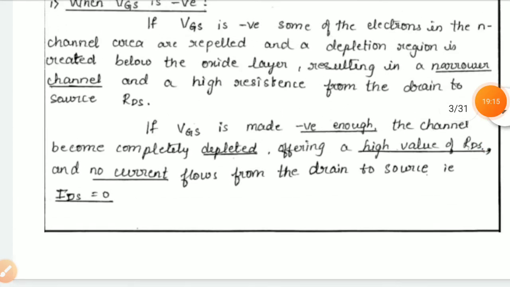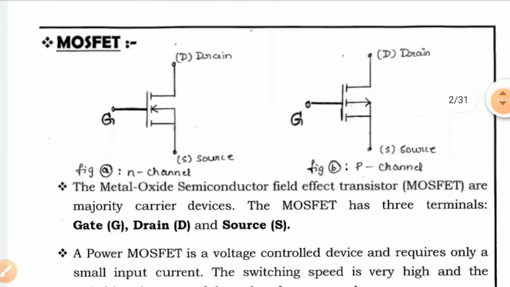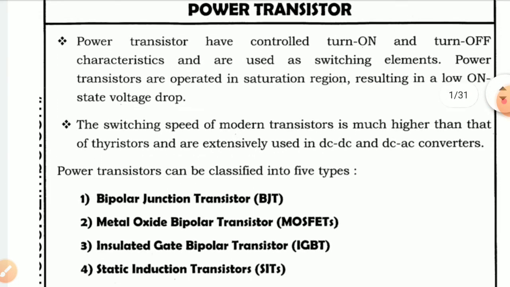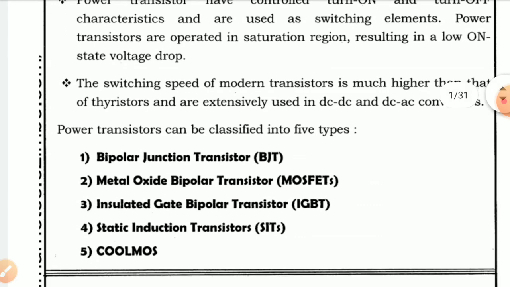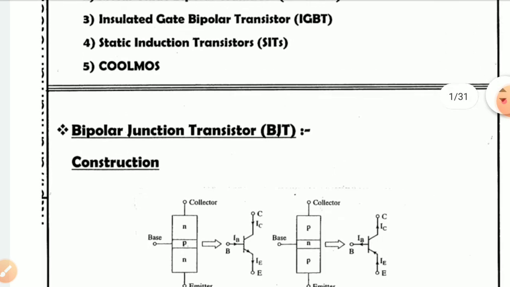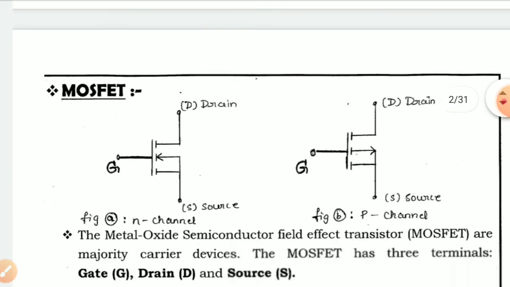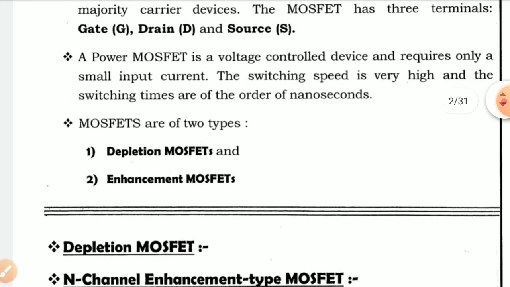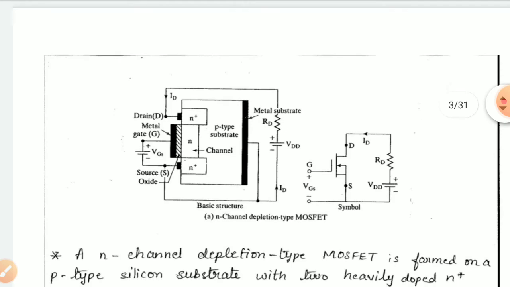So this is about today's class. We started power transistors, discussed the introduction and the classification of power transistors. Then we started with the symbolic representation of the power MOSFET, then the constructional view of the p channel and n channel enhancement and depletion types of MOSFET, and how they are constructed.